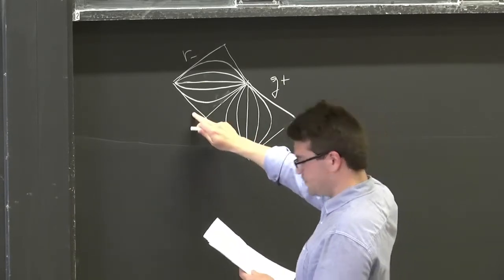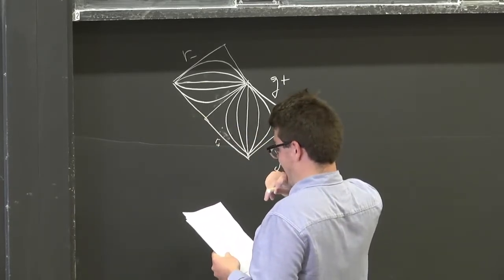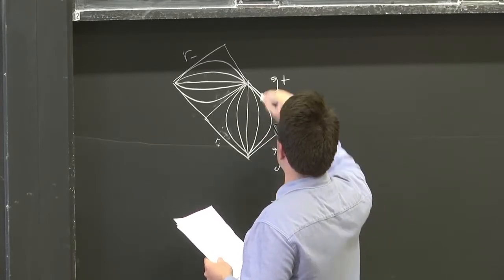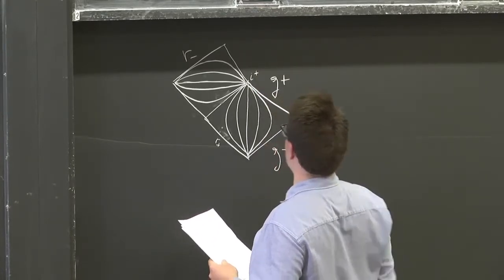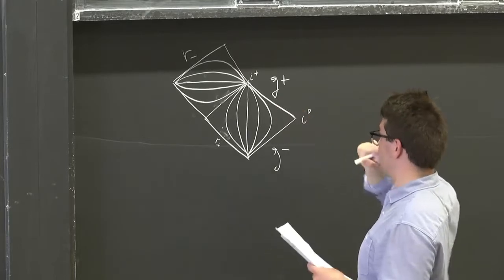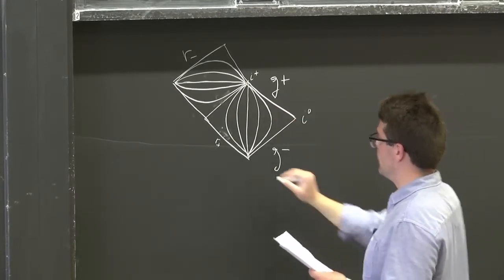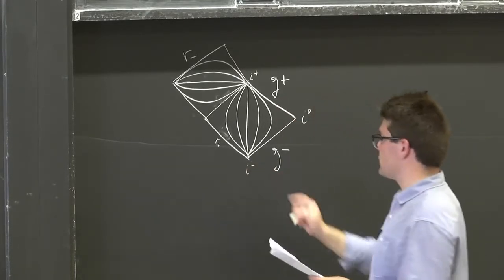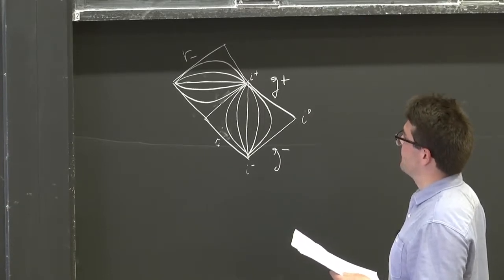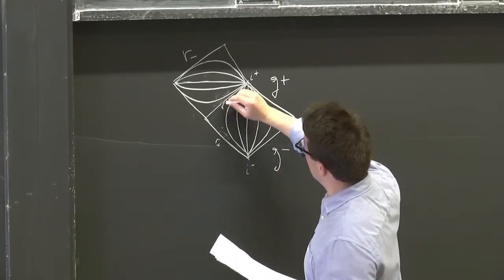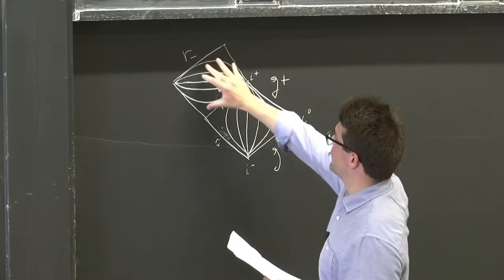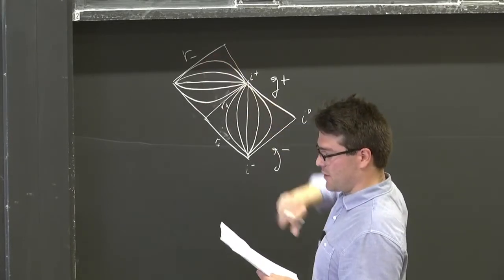So this is now r minus. OK, this is I plus, where time-like particles go into the future. So spatial future infinity, I minus, which is spatial past infinity. This is the outer event horizon. Now here you're past the event horizon into the black hole.